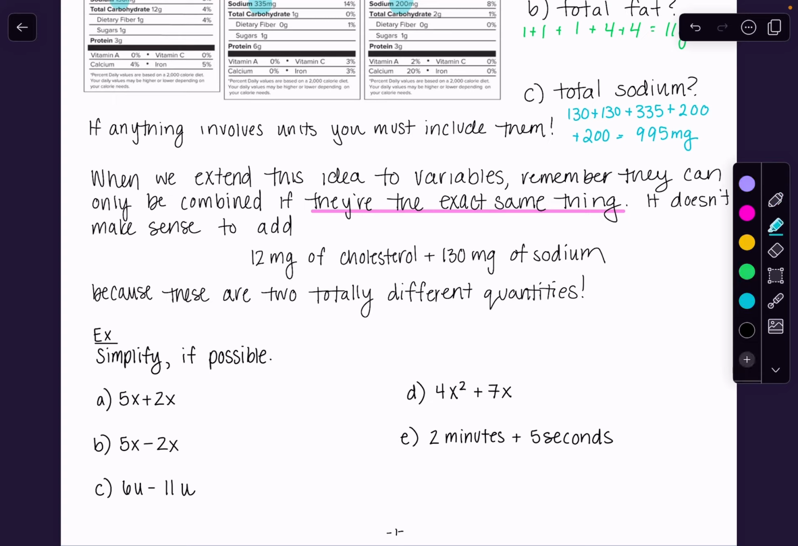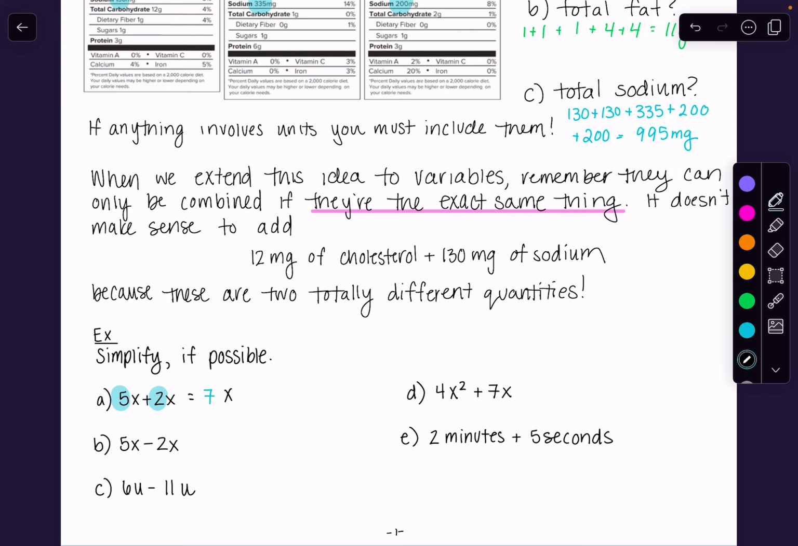So looking at example A, we have 5x plus 2x. Again, think of x just as the unit for it. I have 5 x's, I'm adding 2 more. They are the same type of thing. So all I'm going to do is add the numbers in front of them. So 5 plus 2 gives me 7. So in total, this gives me 7x, okay?